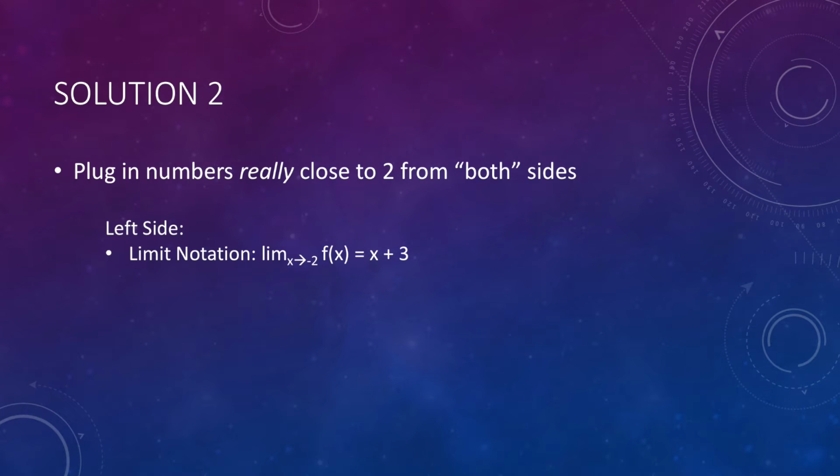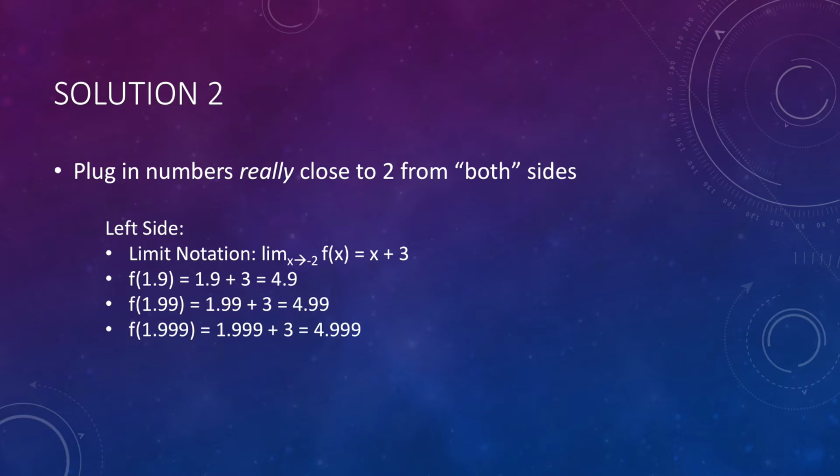The second solution is to plug in numbers really close to 2 from both sides, and I'll explain what both sides means in a second. So, the first thing that we're going to do is plug in a number that's really close to 2. For example, 1.9. So 1.9 plus 3 equals 4.9. Now let's get even closer to 2. 1.99, that gives you 4.99, and so on. And then from here we can see that the function is clearly getting closer to 5.